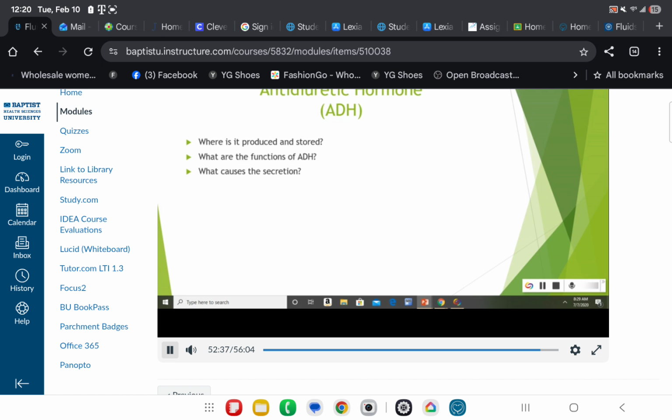And lastly, we want to talk about ADH. ADH stands for anti-diuretic hormone. This hormone is synthesized in the hypothalamus and is stored in the posterior pituitary gland until the body needs it. What this hormone will do is cause your kidneys to concentrate your urine. In turn, it will decrease the amount of urine output you have every day.